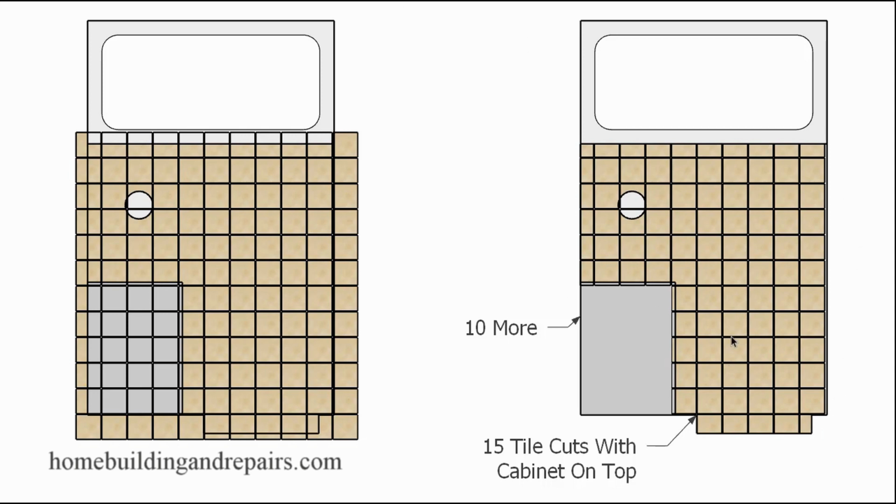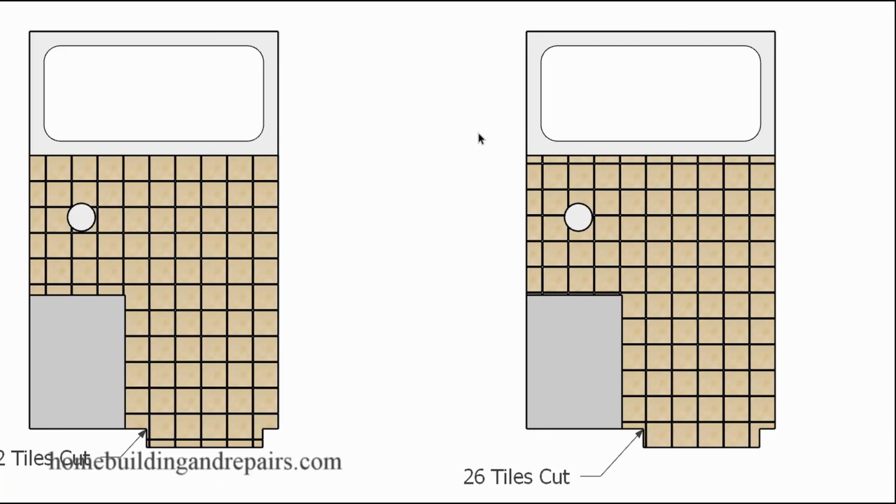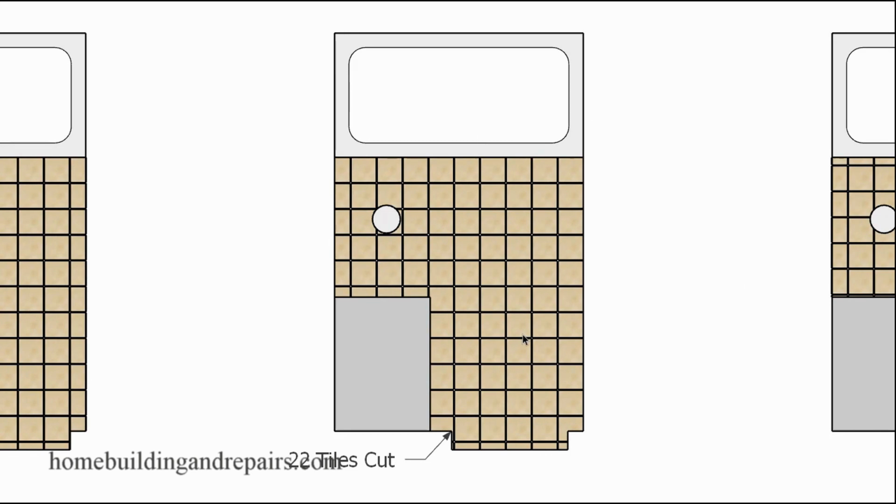And of course, with this method here, you're going to have 15 tile cuts, and 10 more if you are going to cut around the cabinet. So 15 total going under the cabinet, 25 if you're going to butt up against the cabinet. So that's another idea. Now let's go ahead and take a look at my original one.